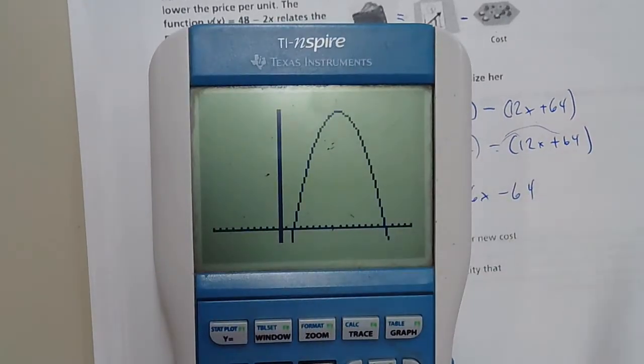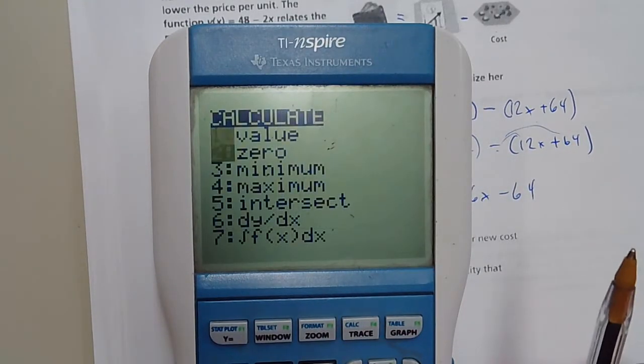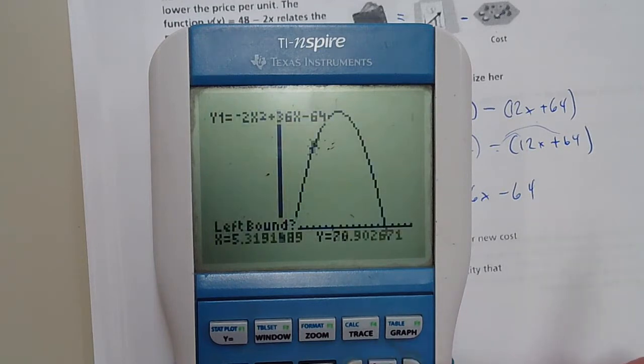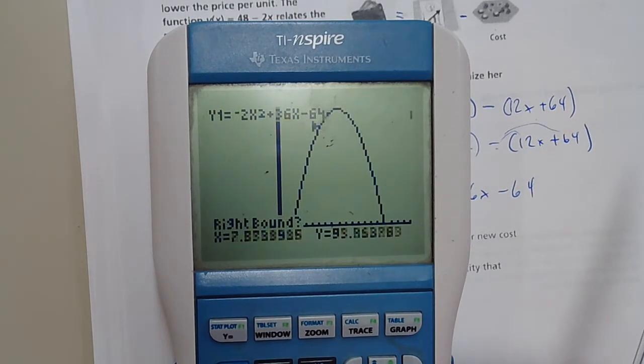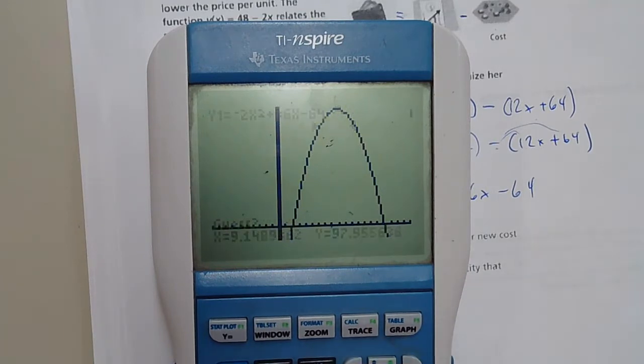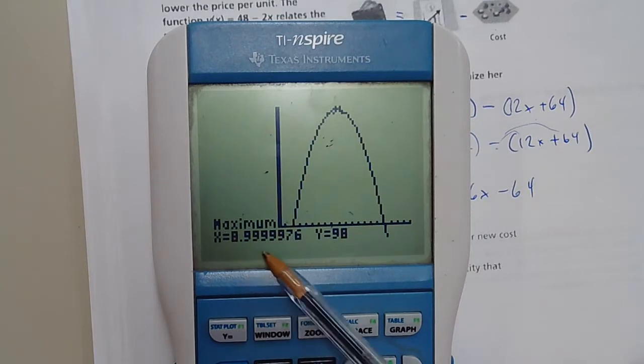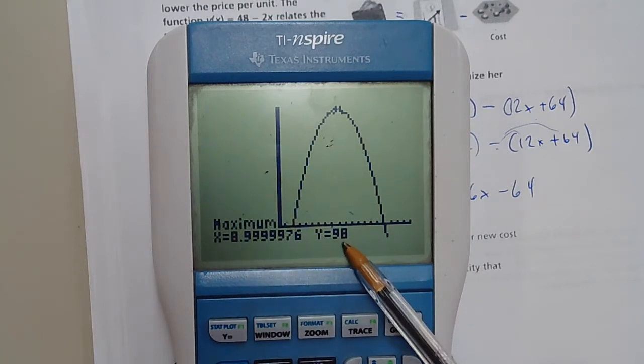So now we find our maximum: we go to maximum, then left bound and right bound and guess. This will give us that when she sells basically 9 wind chimes, she's going to make $98.